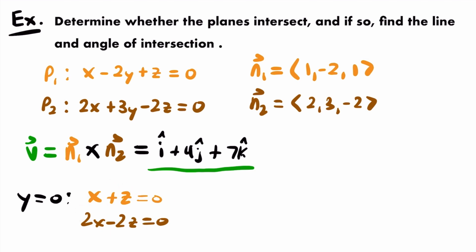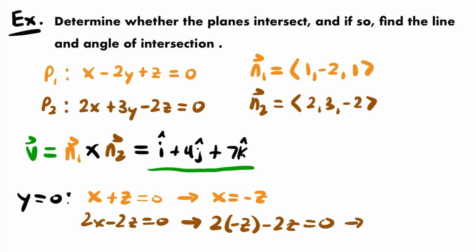I'm going to use the method of substitution. So I'm going to solve for x and then substitute that into this equation. If we subtract z from both sides, we can find that x equals negative z. And so substituting negative z in for x in this equation will give us 2 times negative z minus 2z equals 0. And so we'll have 2 times negative z, which is negative 2z, minus 2z, and that will be negative 4z equals 0. And so then dividing both sides by negative 4 will give you that z equals 0.